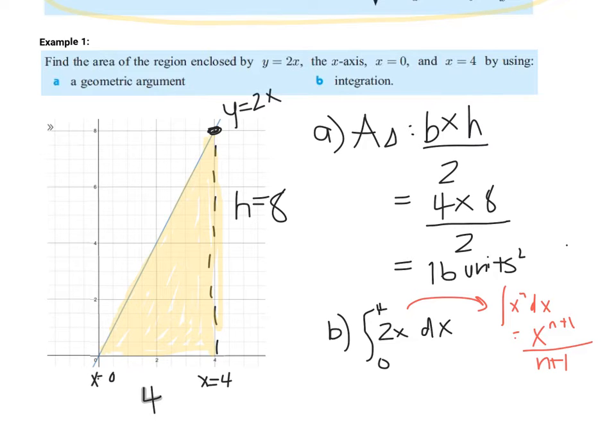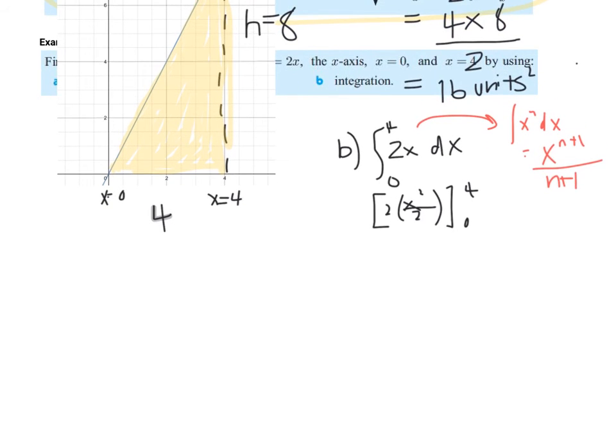So the integral of 2x is going to be 2 times x to the power of 2 over 2, and we're looking to evaluate that between 0 and 4. Some of you may also have recognized that the integral of 2x is just going to be x squared, because when you take the derivative of x squared, you get 2x. So these 2's are going to cancel out, and we end up evaluating x squared between 0 and 4.